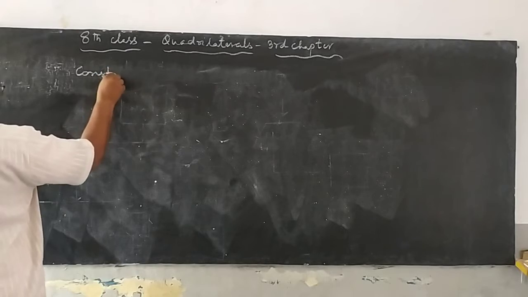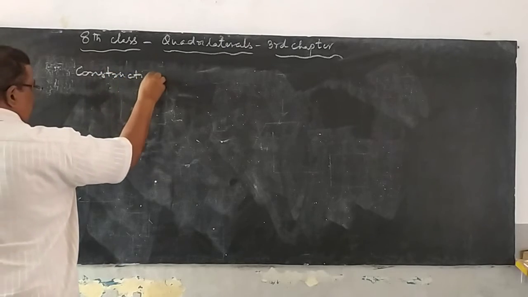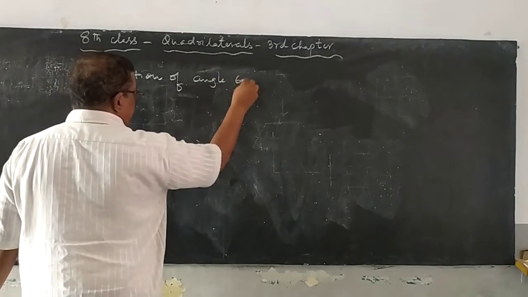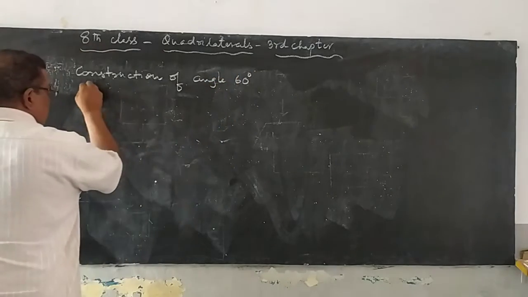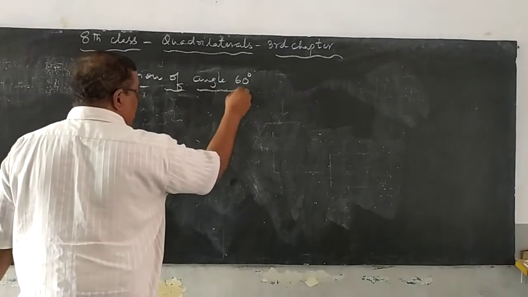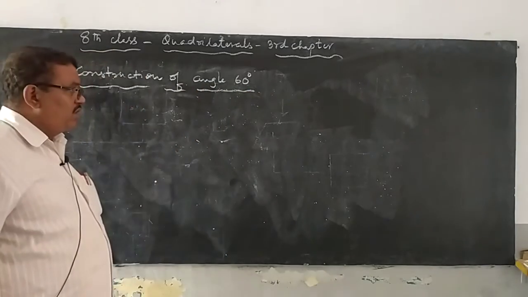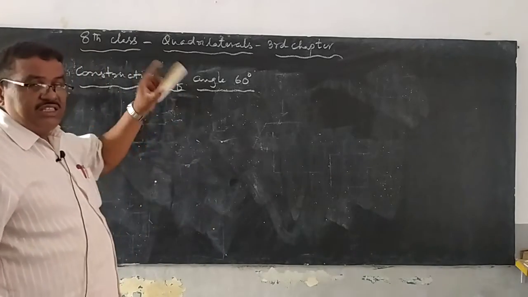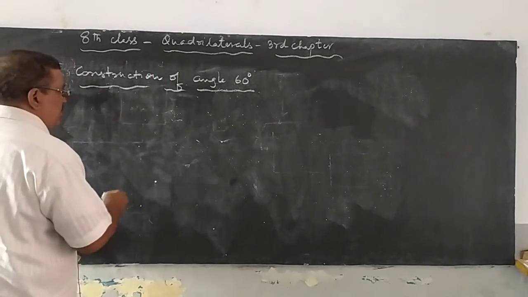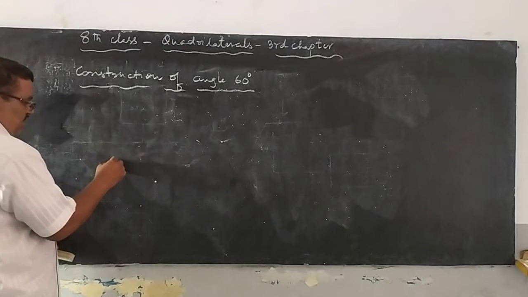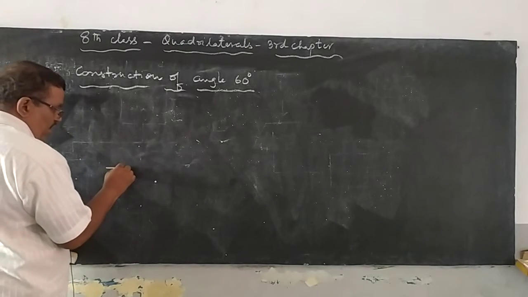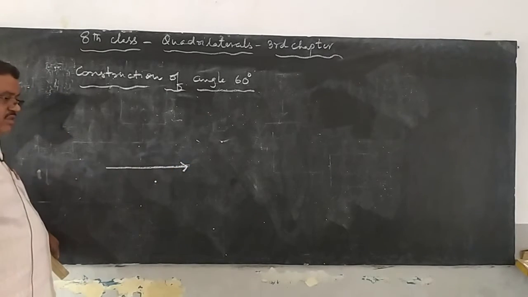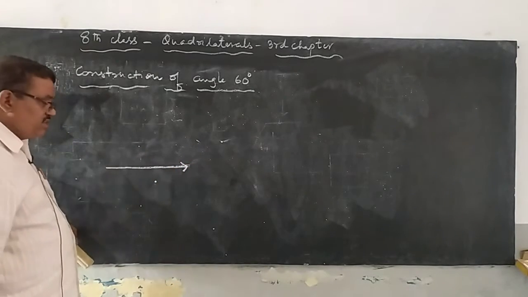Okay children, construction of angle 60 degrees. You already discussed this in 6th standard and 7th standard also, but once again we have to recall what we learned in the 6th or 7th classes. See children, construction of angle 60 degrees. The first step is to draw a ray with sufficient length, 4 centimeters or 5 centimeters as you like.